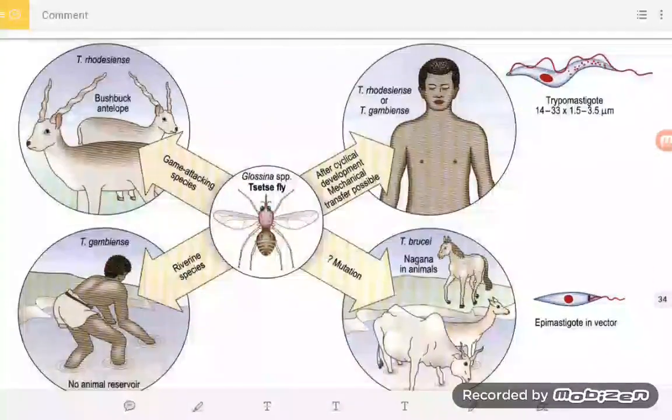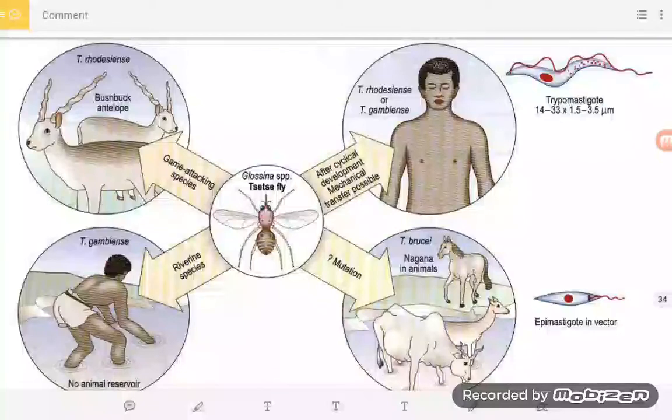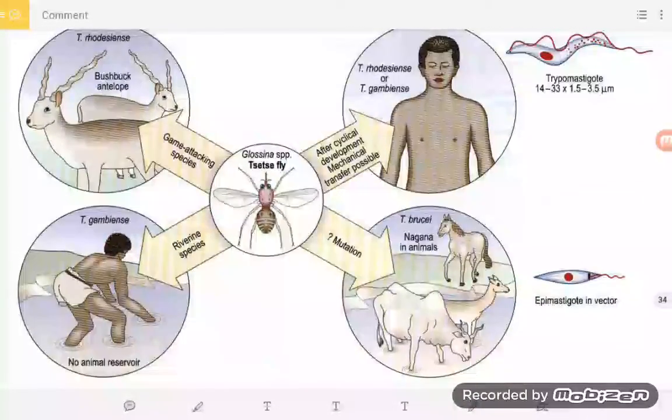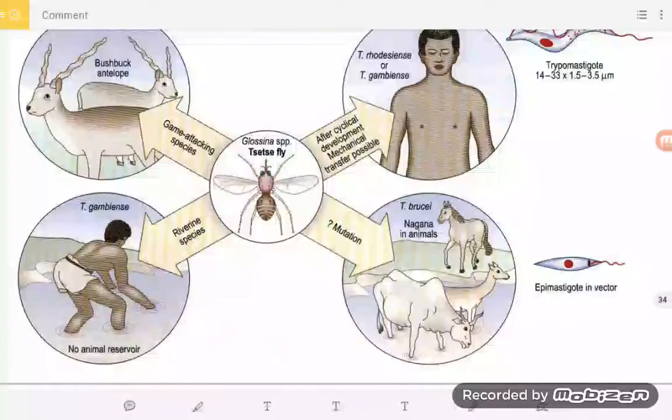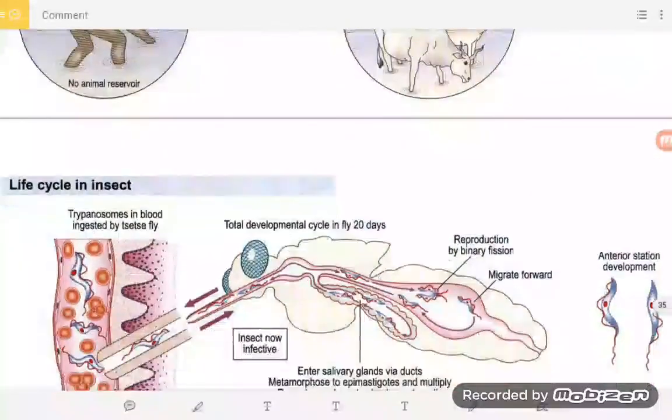So this is the life cycle of the African trypanosomiasis. Here you can see two forms, one is the trypomastigote form and the other is the epimastigote form. In humans you can see the trypomastigote form, and in the vector you can see the epimastigote form, right? The life cycle is similar to the Leishmania species, right?